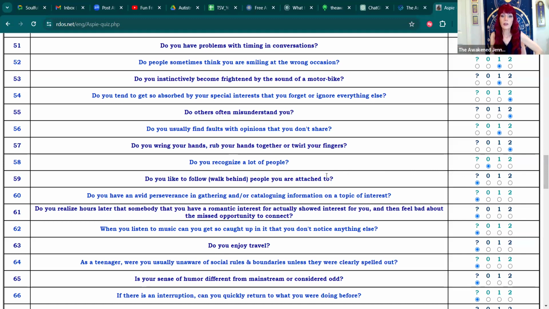Do you like to walk behind people you're attached to? I like to be close to the people I'm attached to, yes. Do you have an avid perseverance in gathering or cataloging information? Yes. About a topic of interest? Yes. Do you realize hours later that somebody that you have a romantic interest for actually showed interest for you, and then you feel bad about the missed opportunity?